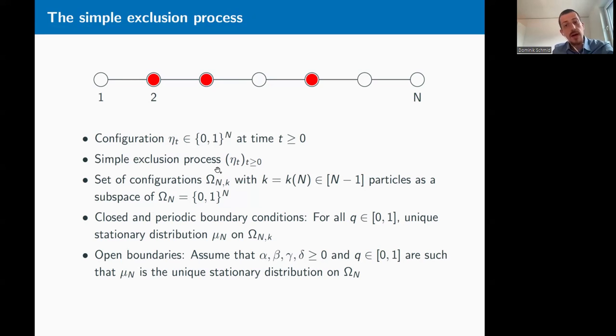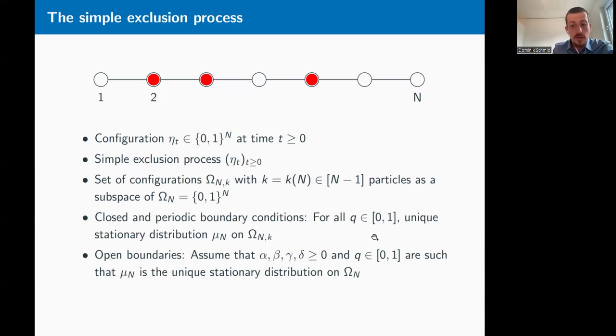And notice that it now depends on the boundary conditions we impose what we would like to take as our underlying state space. So we will either consider when the number of particles k, think of it as a function of n, is conserved. We want to think of it as the state space Omega_{n,k}, where we have exactly k entries which are equal to 1. And this will be our suitable state space for closed and periodic boundary conditions. And we want to consider the space {0,1}^n whenever the number of particles is not conserved, so in the case of open boundary conditions.